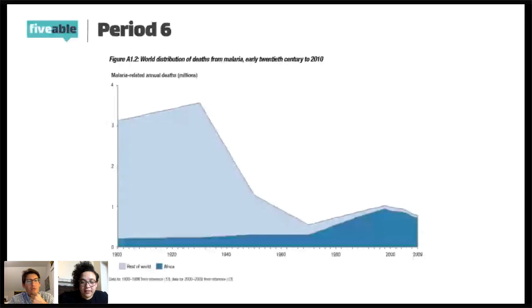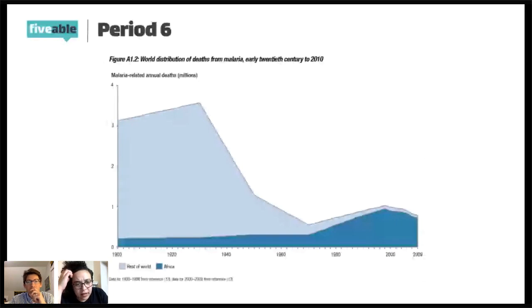But if you do it the right way, it shouldn't, right? Look at the source information. Here we have world distribution of deaths from malaria, earliest 20th century, all the way to 2010. You have malaria-related annual deaths in the millions. And then I want to know what the questions are, because I want to know what I'm looking at in this chart. I'm not going to try to figure out anything until I know what I'm reading.